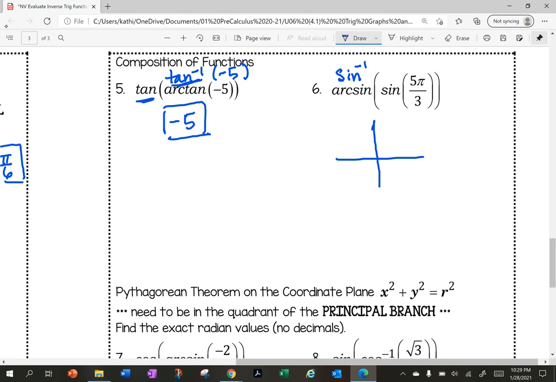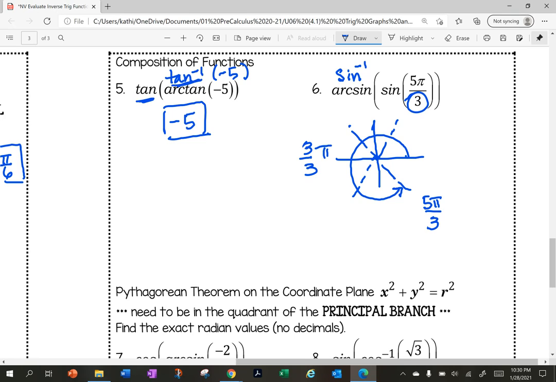So right now this is 5 pi over 3. So I'm looking at thirds over here. So here's 3 over 3. So 5 pi over 3: this is going to be 1/3, 2/3, 3/3, 4/3. So here's 5 pi over 3. This is telling me what the angle is in the positive direction.